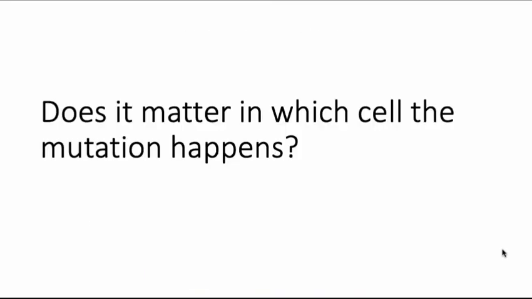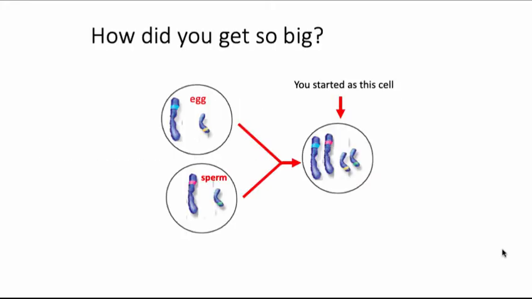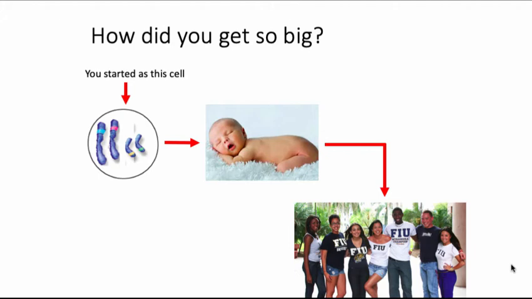So does it matter in which cell a mutation happens? Is it the same whatever cell gets a mutation, or does it matter which cell is getting a mutation? So if you think of how we get to be who we are, we all started as an egg and a sperm that fused together and combined their chromosomes. So we started as that one original cell. And then that cell divided by mitosis many times to give rise to the embryo and then the baby. Those cells kept dividing by mitosis to give rise to who we are today.